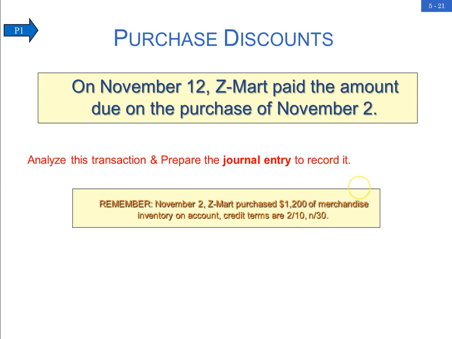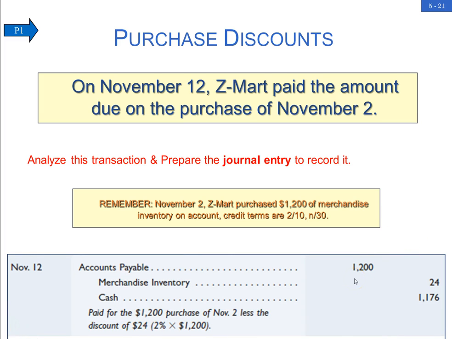Now the tricky part is, of course, the discount. So we need to calculate it out. What is 2% of the $1,200? I've done the math for you here. It's $24. Now that is the discount we're going to get, but where would we put that? Let me go ahead and show you the journal entry here.